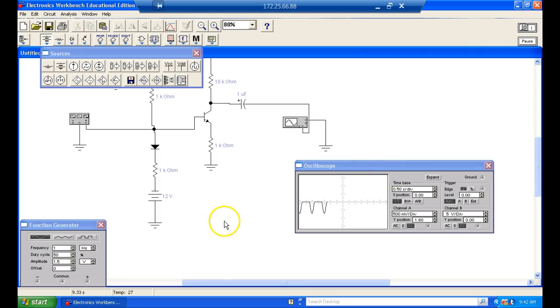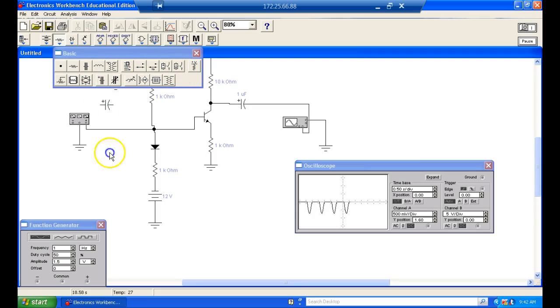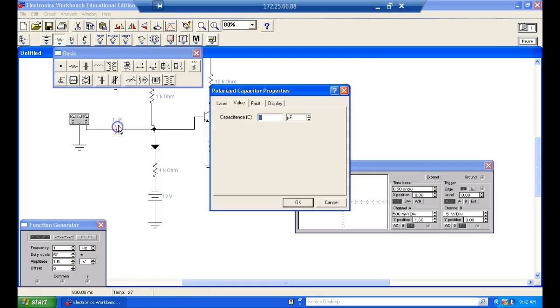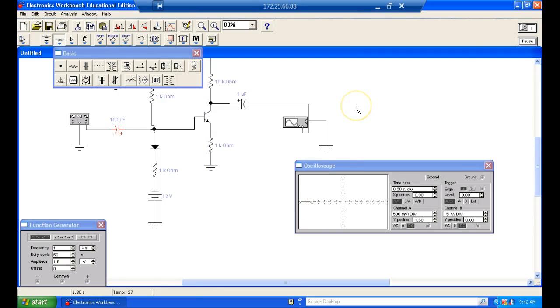Where's my other channel? Oh, since we've got a bias voltage there, guys, we're going to have to couple this in with a capacitor now. Oh, and I lost one of my channels, sorry.